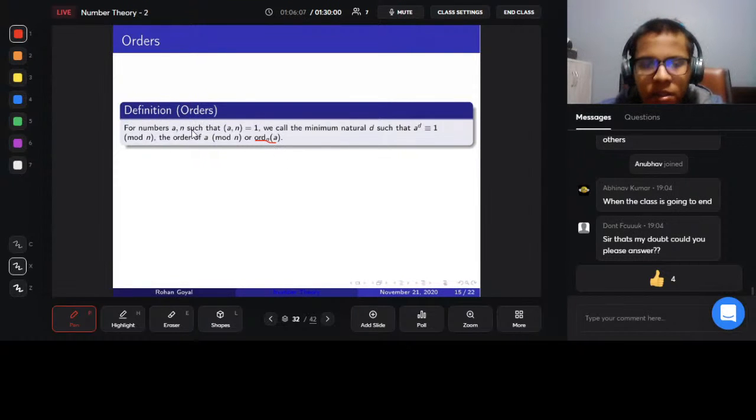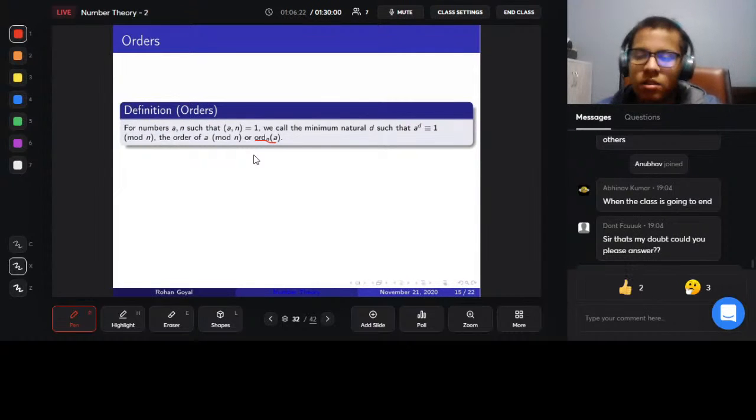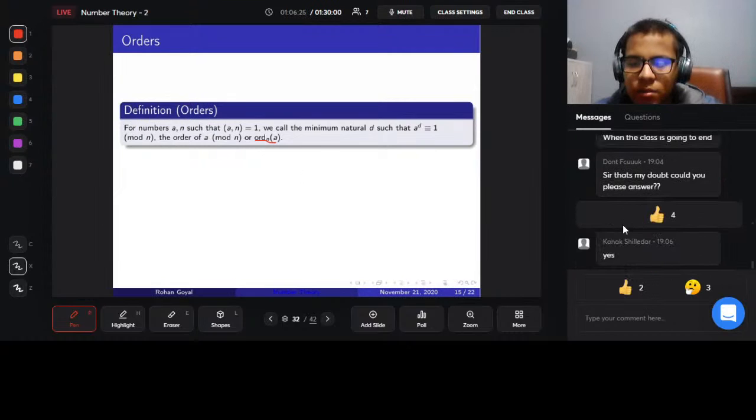Back to the problem. Is the definition of an order clear? Could you give a thumbs up if the definition of an order is clear? Oh, okay. I see that most of you did not understand the definition itself.